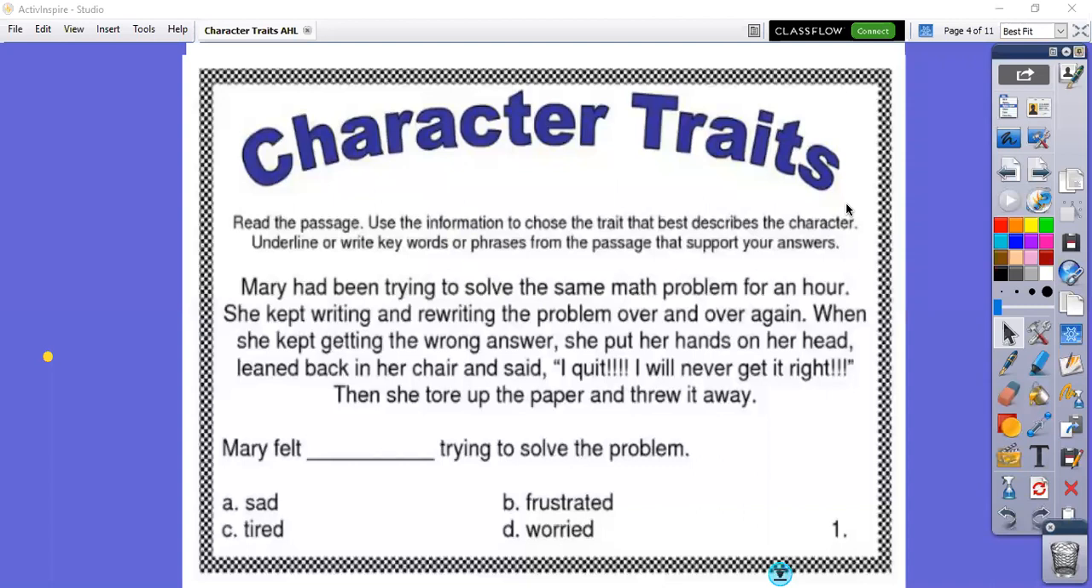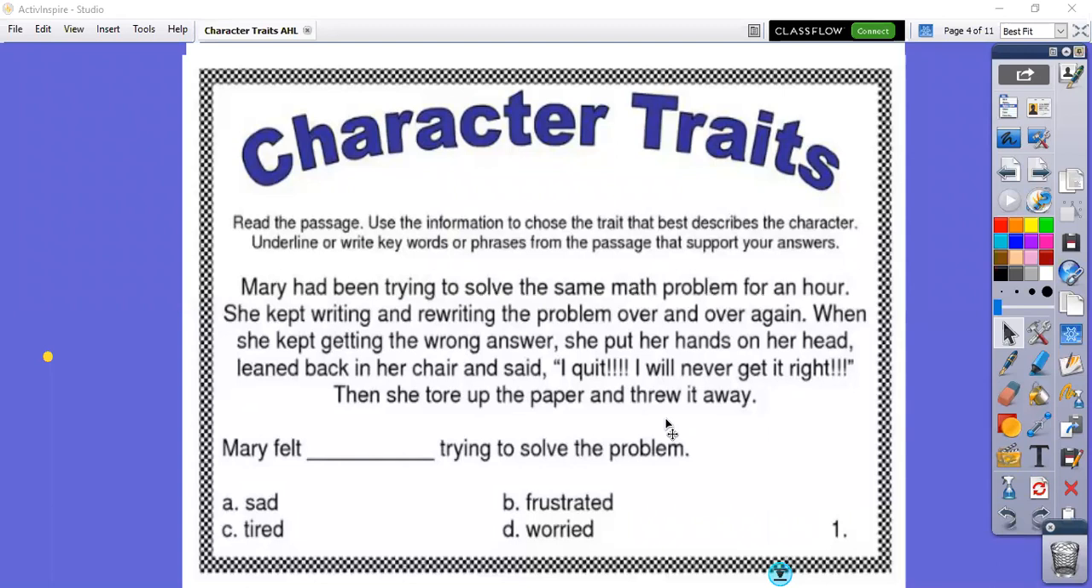Let's dig deep. What do you think? Was she sad? Was she tired? Was she frustrated? Or was she worried? What do you guys think? Was she sad, tired, frustrated, or worried? Wow, you guys are getting this good. She is frustrated. How do we know that she's frustrated? Because what did she say? She said, "I quit. I'll never get this right." What did she do? She tore up her paper and she threw it away.